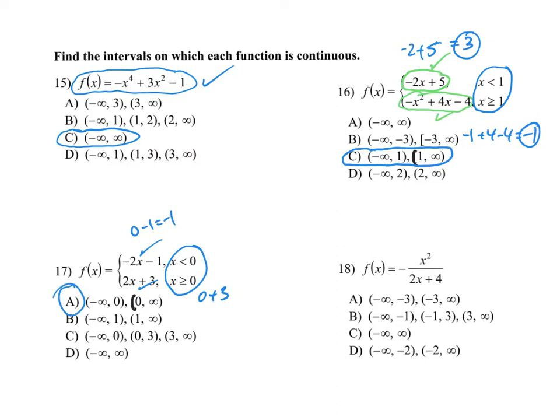And then for number 18, this function is a rational function, and so we want to look for places where the denominator equals 0. So literally, 2x plus 4 equals 0. We solve this, and we end up with x equals negative 2. And that's the point that's going to get thrown out, and sure enough, letter D fits the bill. So we are discontinuous at negative 2. We're continuous everywhere else, and so we're choosing letter D there.